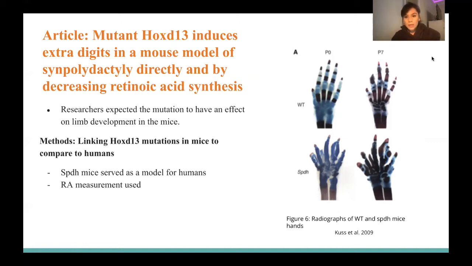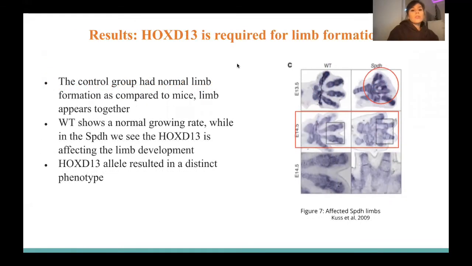So right here to the right of the image, we see that the wild type right here has normal fingers. They have normal growth. We see that the fingers are growing correctly. And then the mice that were affected, we see that their fingers are starting to grow deformed. So the results are that HOX13 is required for limb formation. The control group had normal limb formation as compared to the mice. The limb appears together. In the experimental group right here, we see the bones in the thumb starting to get shortened already.